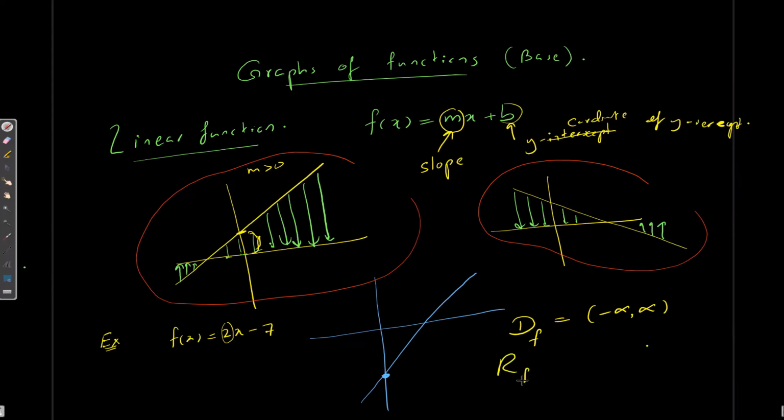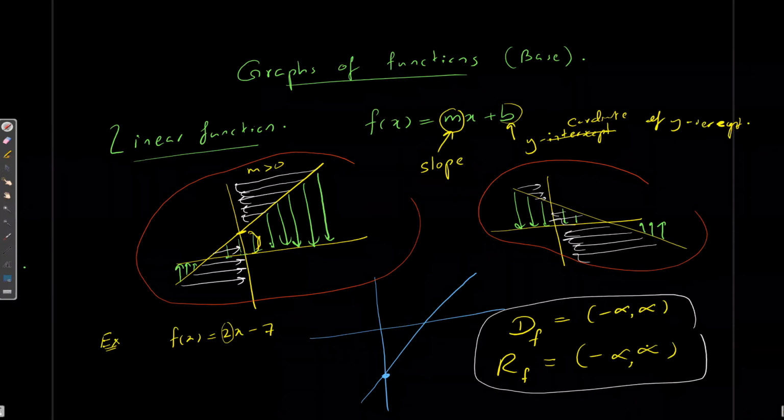And if you think about it, the range is also all real numbers, because again, if you think about the shadow onto the y-axis, because it's a line, an infinitely long line, it will cover everything. So linear functions, that's pretty easy.